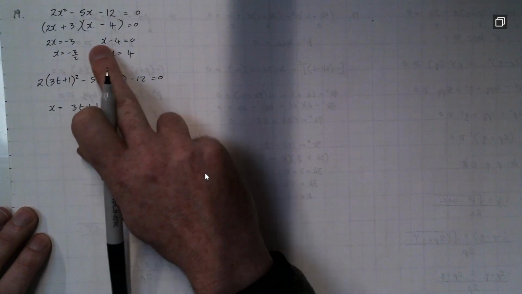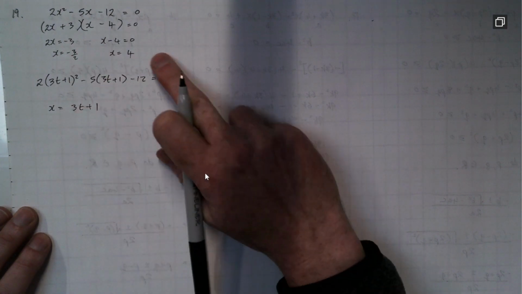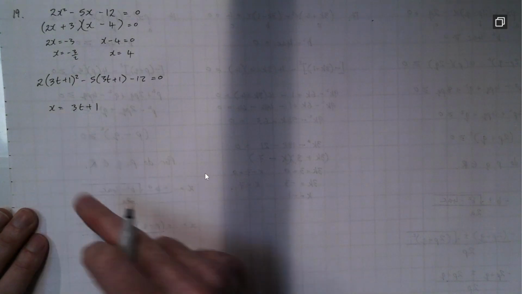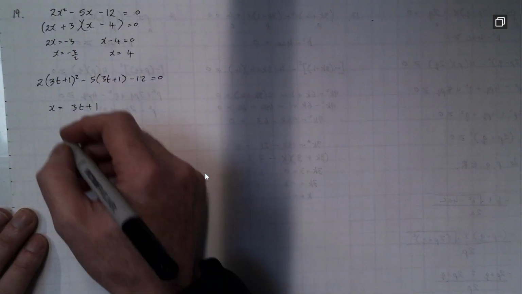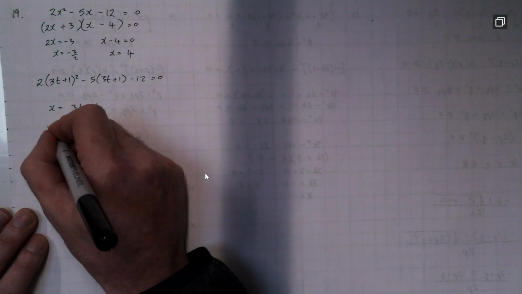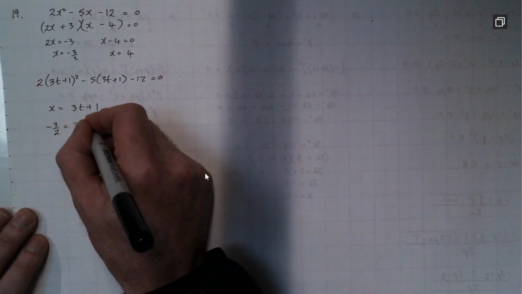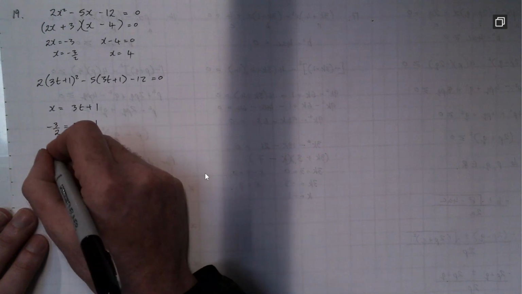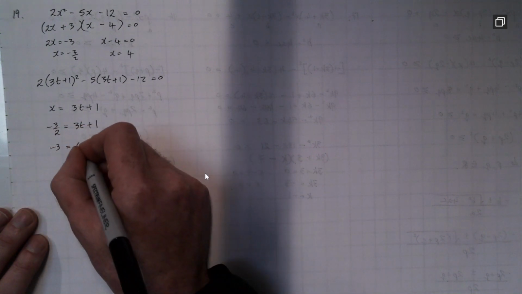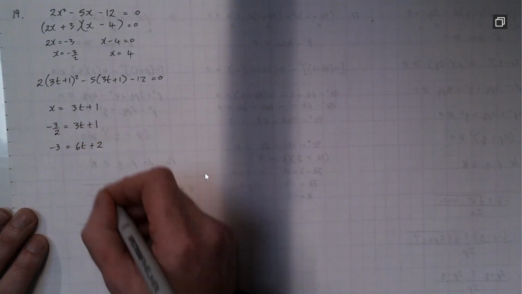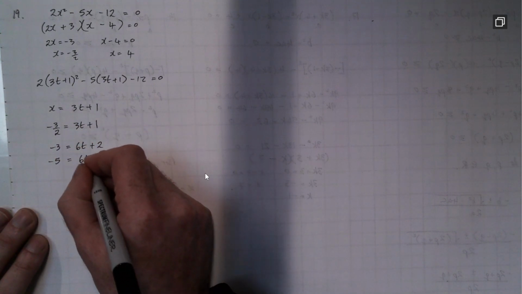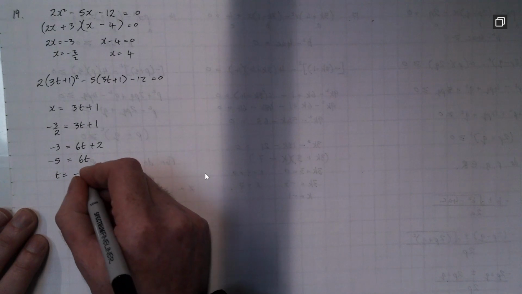Test x equals 3 minus t. So we're going to sub into the second equation. So y equals 3 minus t equals 3t plus 1. So 3 minus 1 equals 3t plus t. So 2 equals 4t, so t equals 1/2.